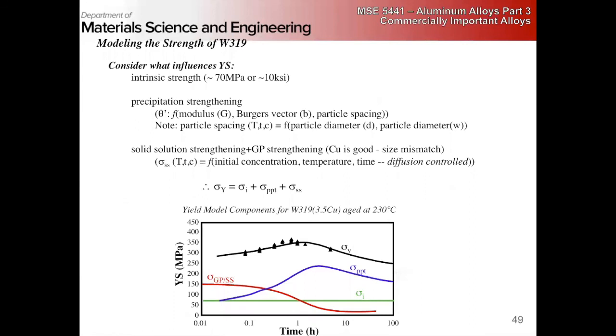Right? And so we can break it down as to what are the different contributions: the intrinsic strength, GP zone solid solution strengthening, the precipitates, and then the contribution from all of these is overall. As we grow other phases, the contribution from our solid solution strengthening and GP zones will decrease as we get a distribution of our intermediate and equilibrium phases.